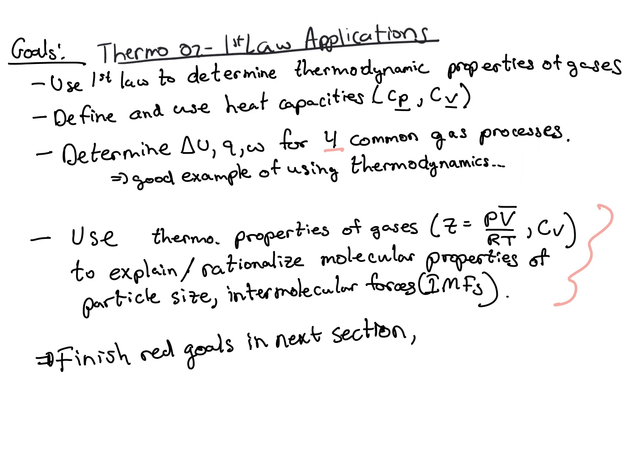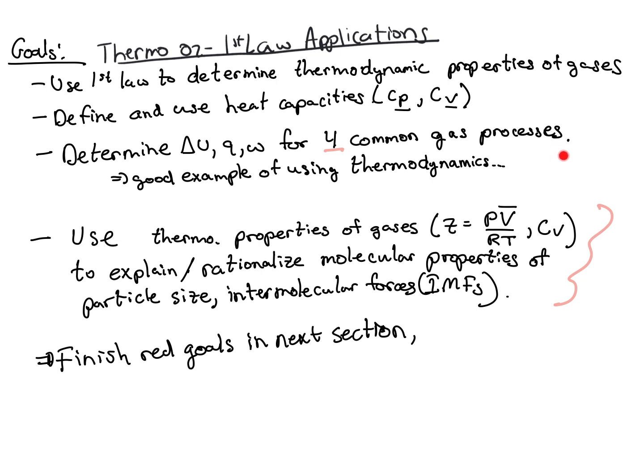Next, we'll go over 4 common gas processes. So these are different changes we can apply to our gas, and we'll see how we can use the first law in a systematic way to do careful accounting of all the different ways energy flows in these processes. These are useful for applying the first law, and they're also very useful in applications in chemistry and engineering, different containers, constant volume, constant pressure, different ways that we can transform our gases.